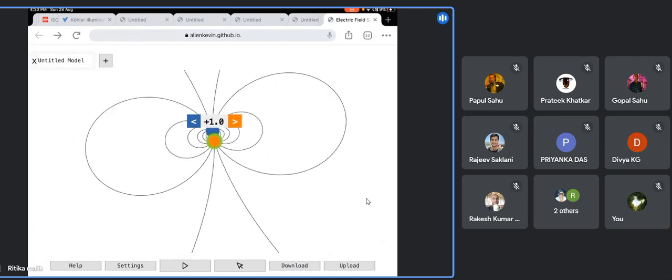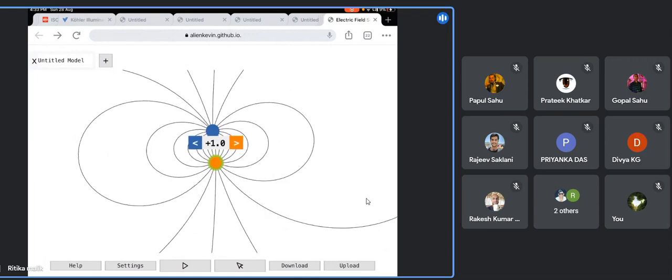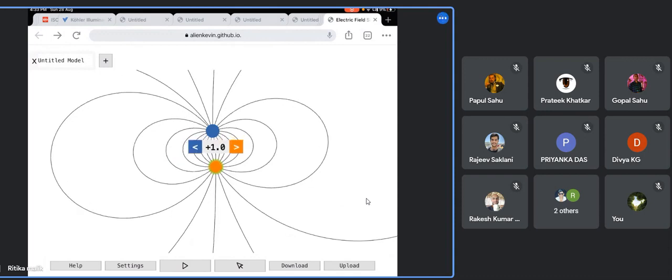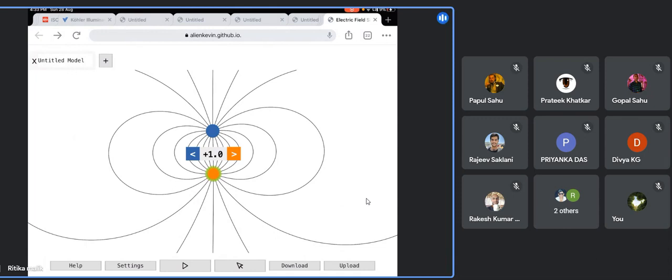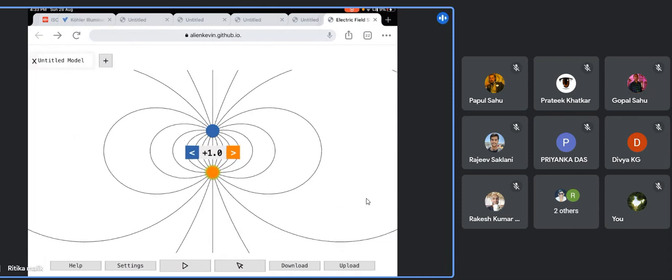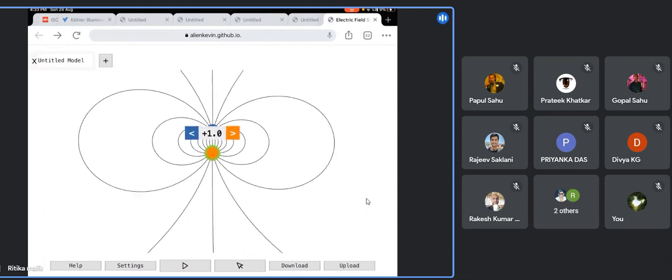For example, if I change the distance between them, the field lines in the outer region will become much denser, which shows that as the distance between them increases, the electric field lines become denser and the strength of the electric field also increases. And if they become much closer, the strength of the electric field at a far distance decreases. You can play with this animation yourself. It's a nice animation I have found.